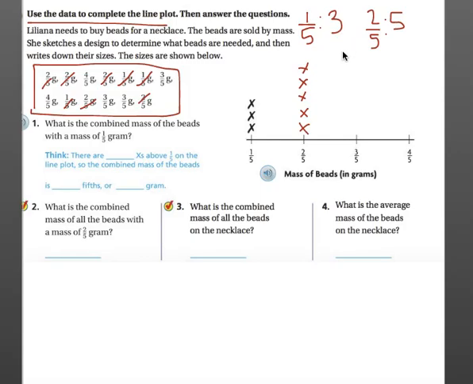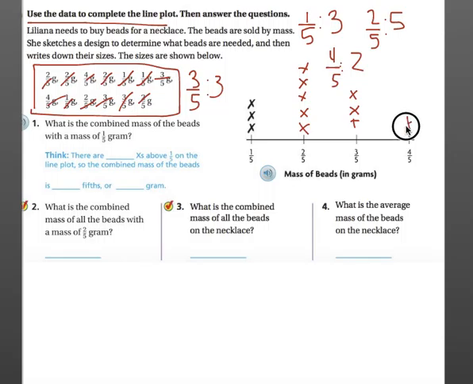Okay, and then I have 3/5. So for 3/5, I have 1, 2, 3. So then I need to add 3 X's. Some of mine are like a plus sign, but that's okay. And the last one is 4/5. So for my 4/5, I have 1, 2. So I have 2 4/5.